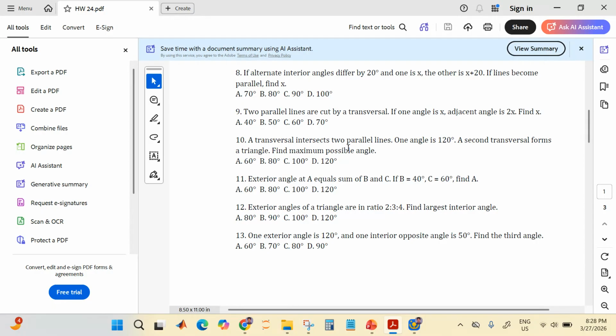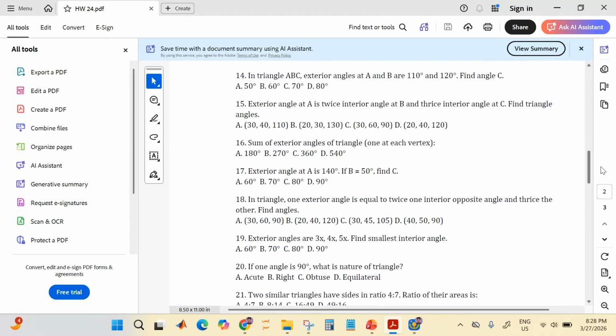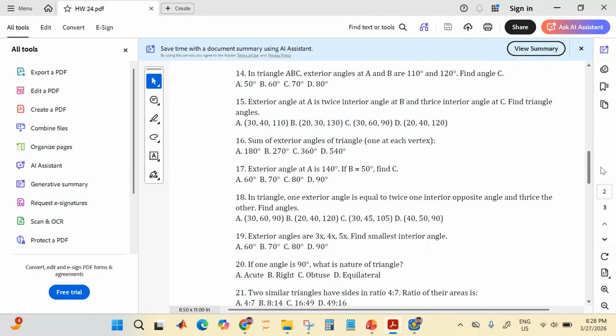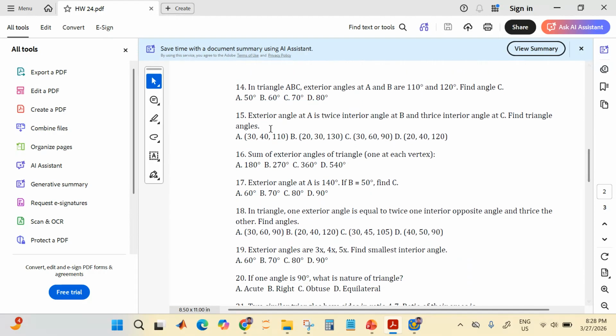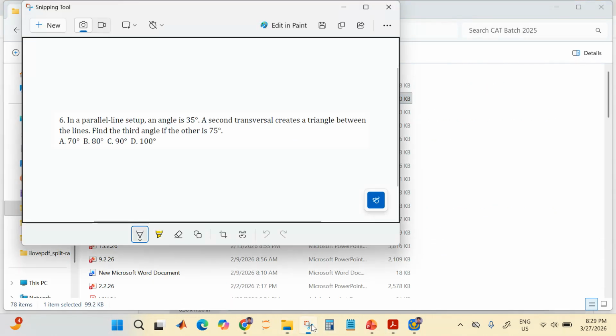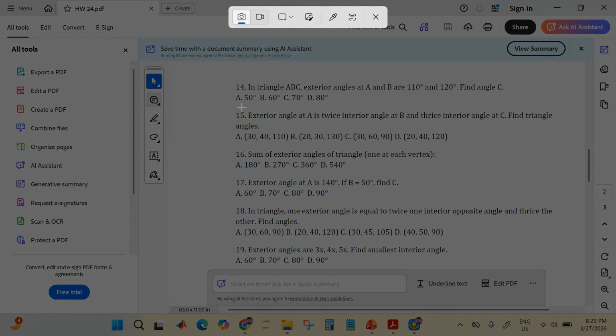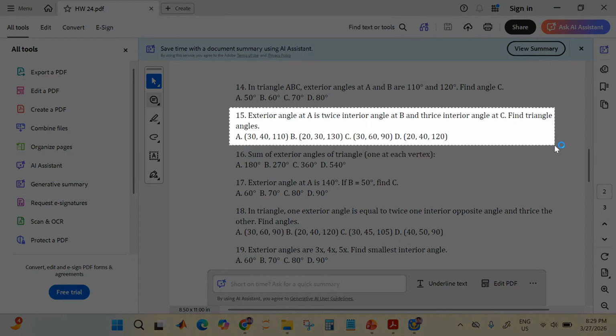A transversal intersects. Questions 15, 18, 19. Okay, let's do these three first. 15, exterior angle. Okay, take this numerical. Oh sorry, 15.